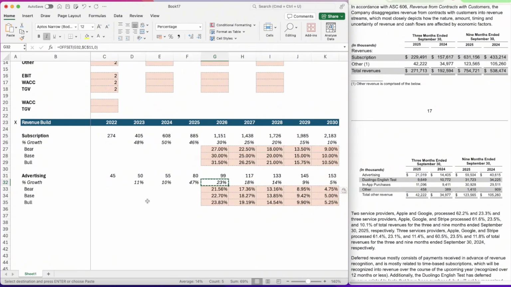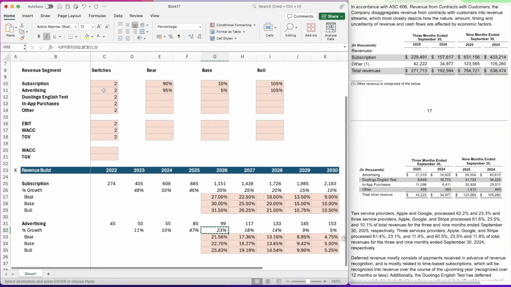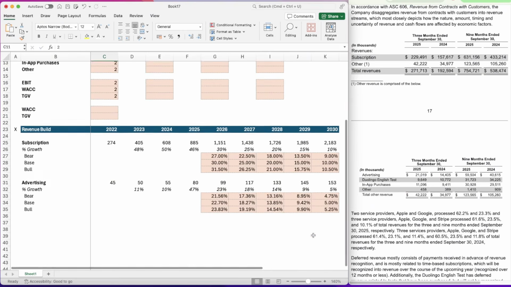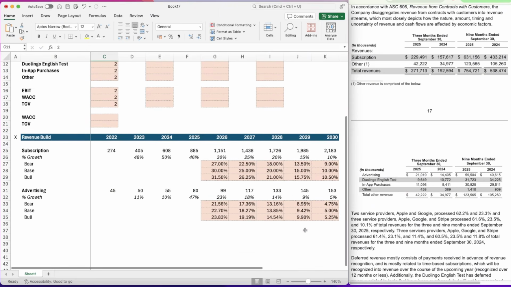And to show you how the switches work, as you can see, okay, let's just go with subscription. Remember these figures here. We're currently on the base case. We go to 1, it comes down. Go to 2, we come back to base. Go to 3, it goes up. So that's what we're doing with the switch.